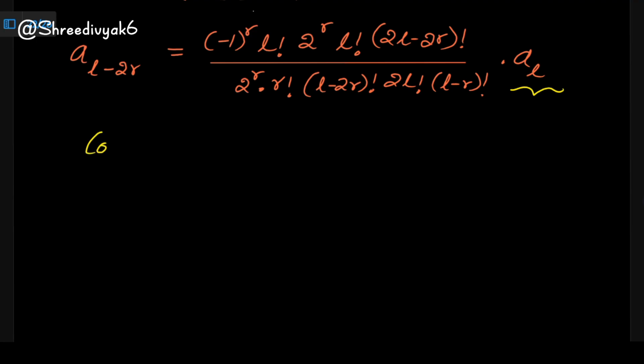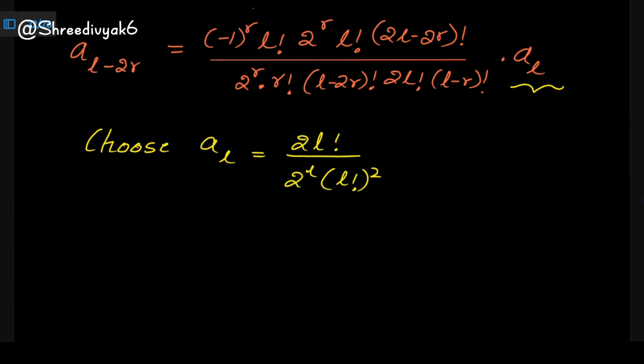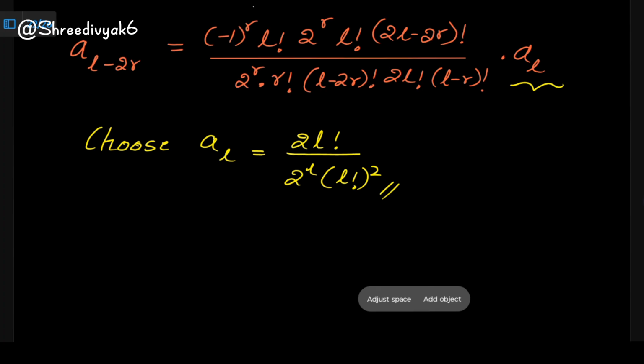Consider AL, or you can write choose AL value as 2L factorial divided by 2 raised to L into L factorial, the whole square. Now if I am choosing the value of AL as this, meaning I am substituting the value of AL as this, right? On substituting the value of AL, I'll get the coefficient in terms of L factorials, R factorials, 2's and all, right?